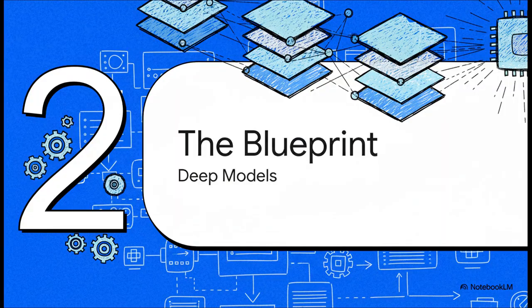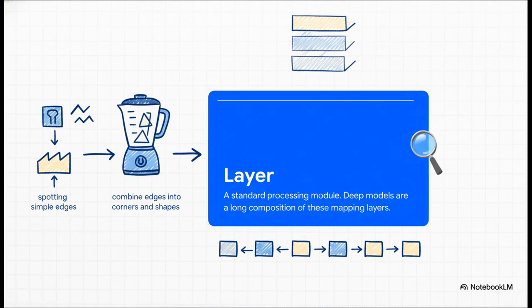Okay, so we have our core ingredient. Now let's get to the blueprint. What does a modern model actually look like? This is where the deep in deep learning really comes into play. The blueprint is built out of these things called layers. Each layer is its own separate processing step, kind of like a station in a kitchen.